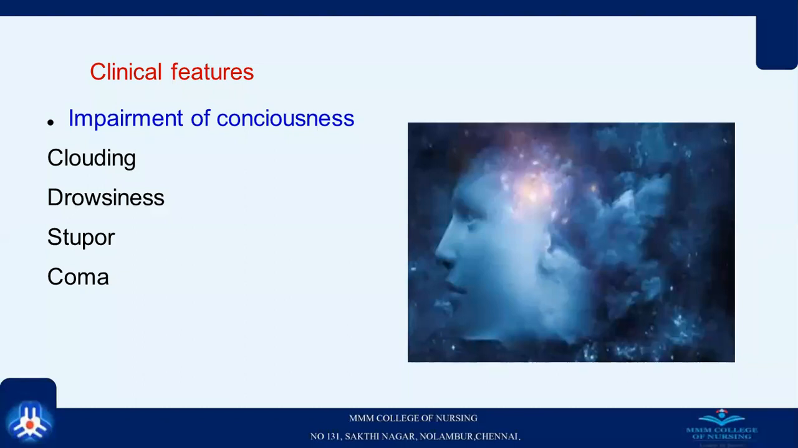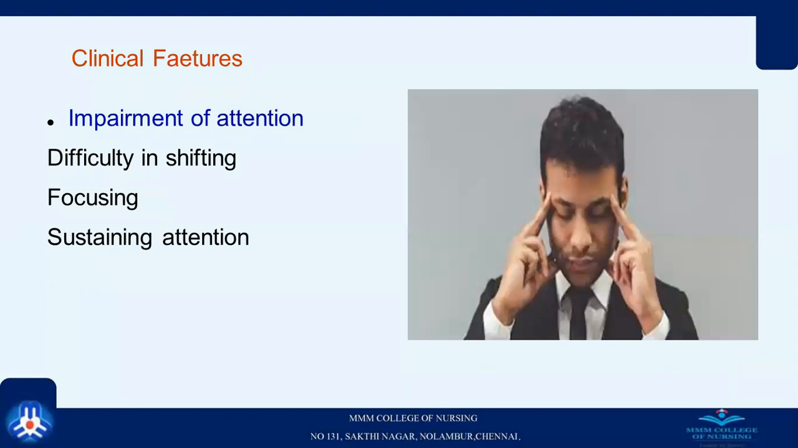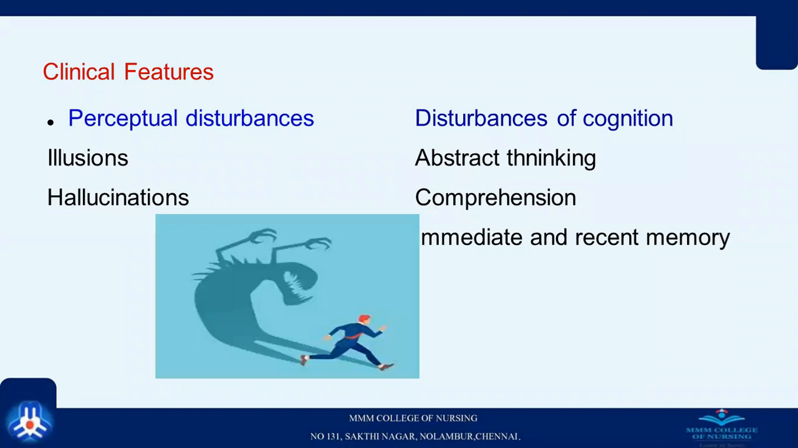Impairment of consciousness, that is, clouding of consciousness ranging from drowsiness to stupor and coma. Impairment of attention, that is, difficulty in shifting, focusing, and sustaining attention. Perceptual disturbances such as illusion and hallucination, most often visual hallucination, where hallucination means seeing things that do not exist, and illusion means misinterpretation of external stimuli. Disturbance of cognition, mainly impairment of abstract thinking and comprehension. Also, there is an impairment of immediate and recent memory.